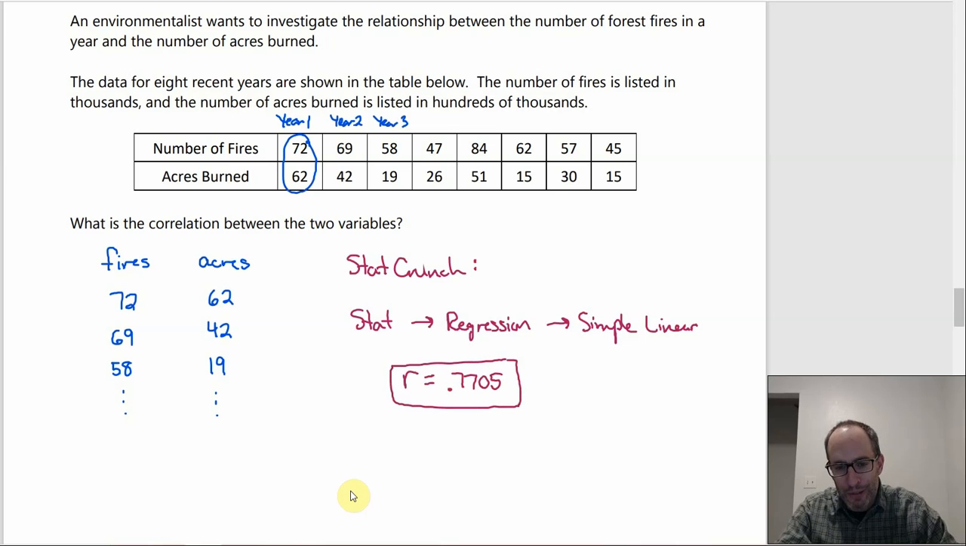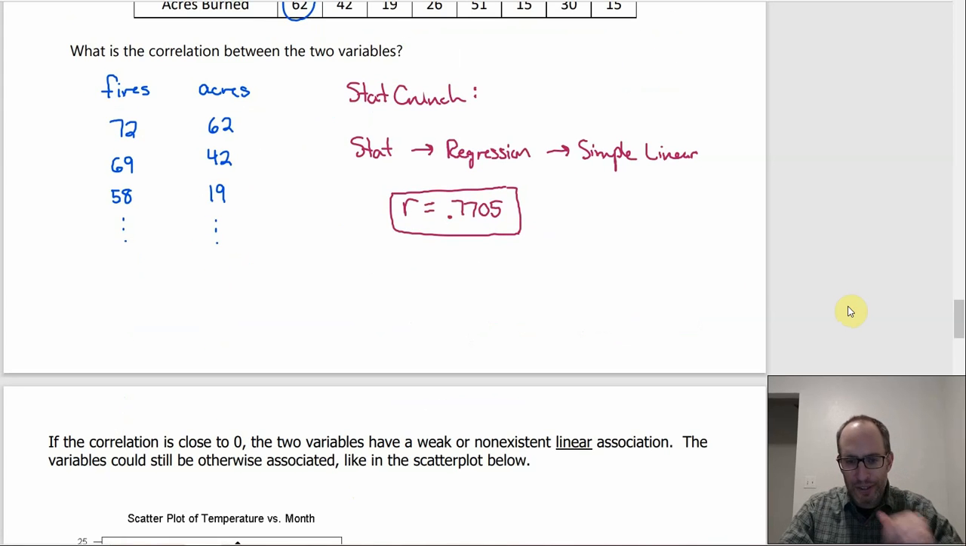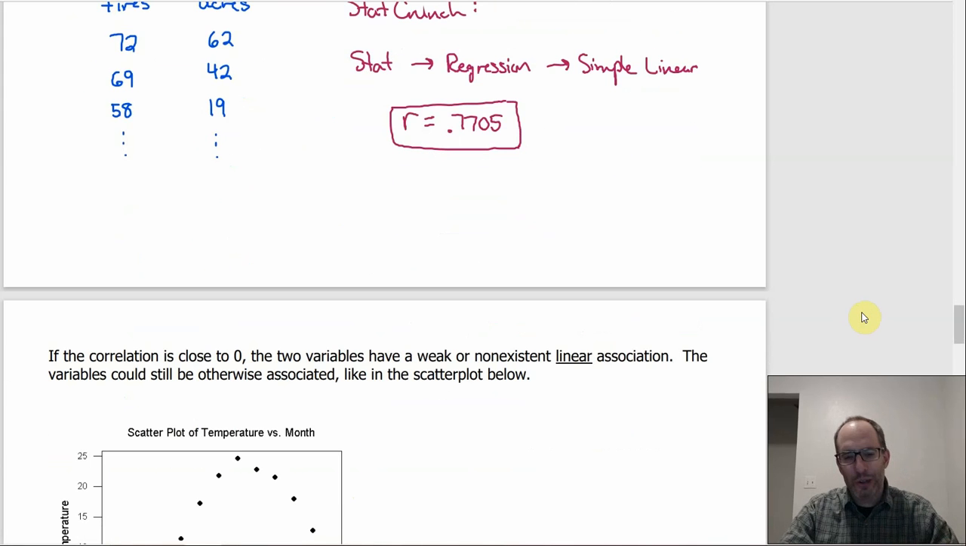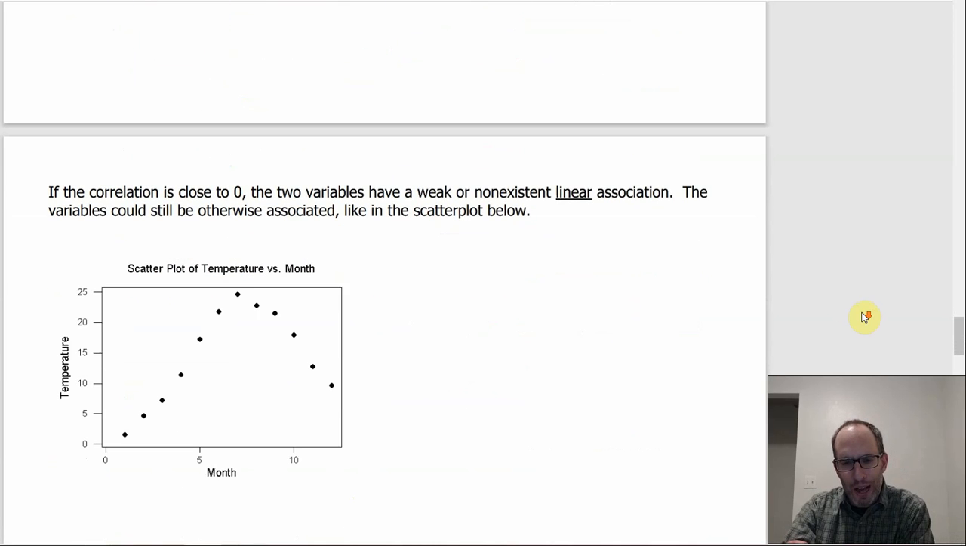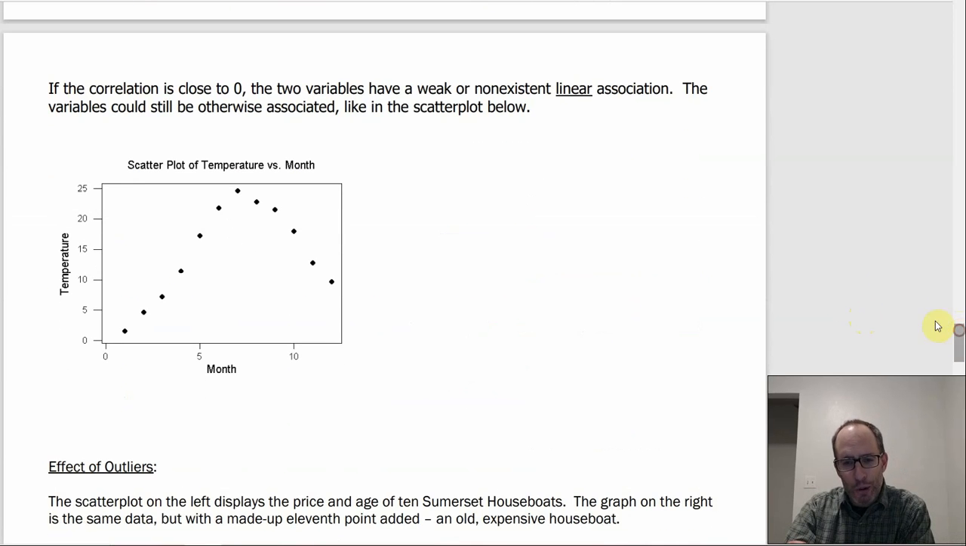At least rounded off, that's what it is. All right. Let's see. The next thing in here is if you have a correlation close to 0, that doesn't necessarily imply that there's no association or really weak association. You could have something that's just nonlinear, like that sine wave type of shape, which is actually what you'd get out of this.